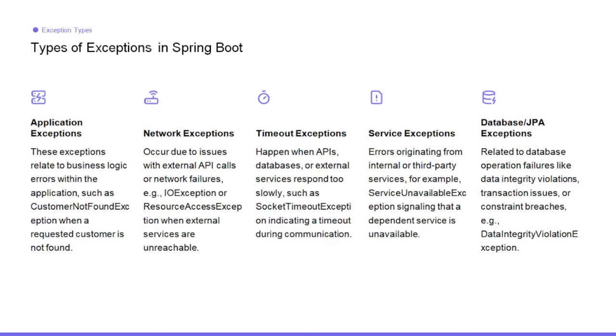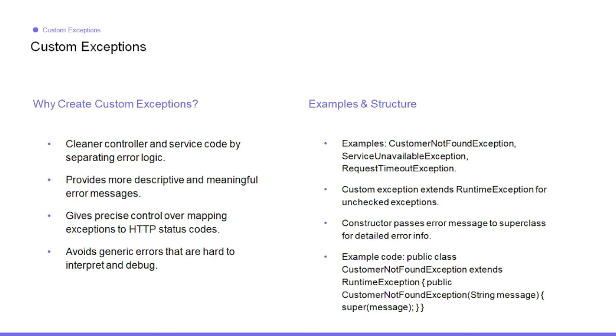Database or JPA exceptions: as I told, whenever there is a data integrity issue, primary key violation, unique key violation, how are you going to handle those types of database exceptions. Custom exceptions, why custom exceptions? They give clean controller and service code by separating error logic, provide more descriptive and meaningful error messages, and give precise control over mapping exceptions to HTTP codes. For this HTTP code, what is the error code and error message you are giving?